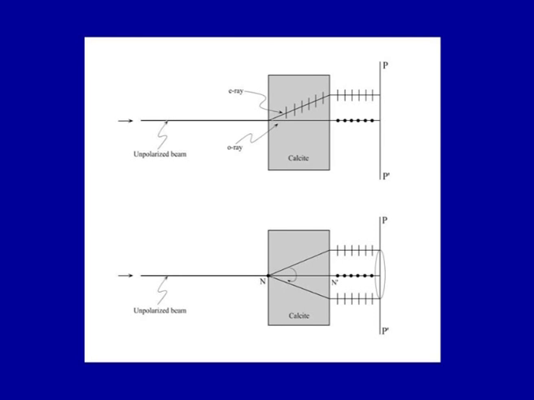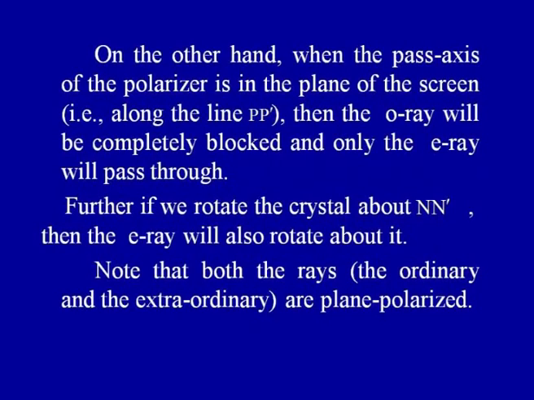That is the situation in this figure. On the other hand, when the pass axis of the polarizer is in the plane of the screen along the line P prime, then the O ray will be completely blocked and only the E ray will pass through. I mean, the situation has just interchanged.